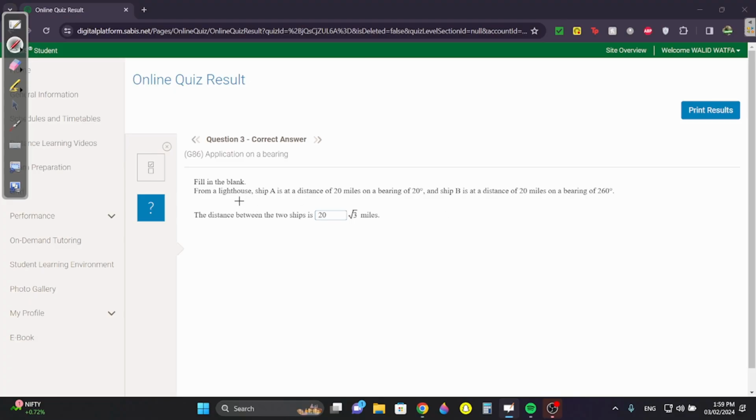So question 3, from a lighthouse. Again, you draw the lighthouse. Ship A is a distance of 20 miles and a bearing of 20 degrees. Like this is A, 20 miles, and this is 20 degrees. Ship B is a distance of 20 miles at a bearing of 260. So it goes 90, 180, 270, so it's going to be something like this.